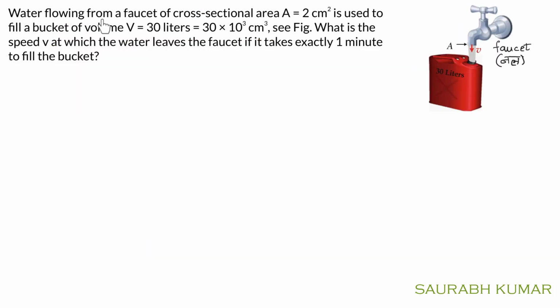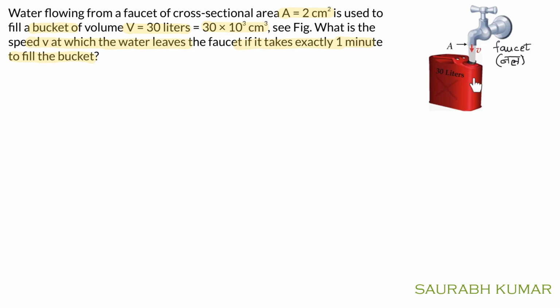Question: water flowing from a faucet of cross-sectional area A equal to 2 centimeter square is used to fill a bucket of volume 30 liters, equal to 30 into 10 power 3 centimeter cube. What is the speed V at which the water leaves the faucet if it takes exactly 1 minute to fill the bucket?